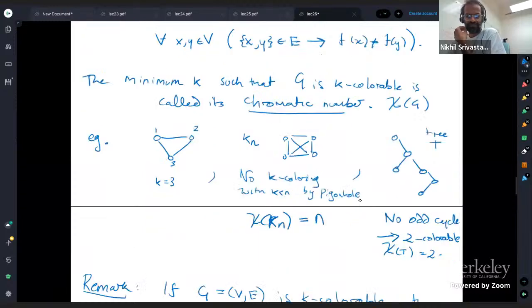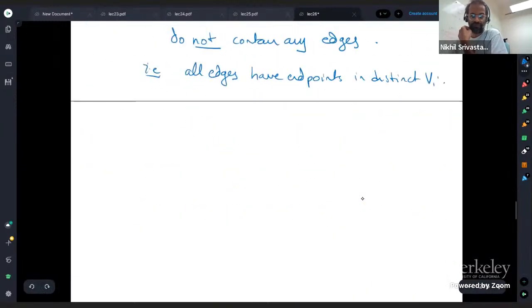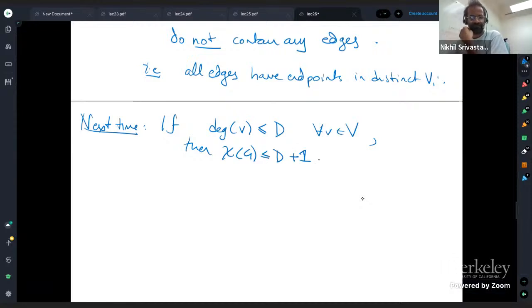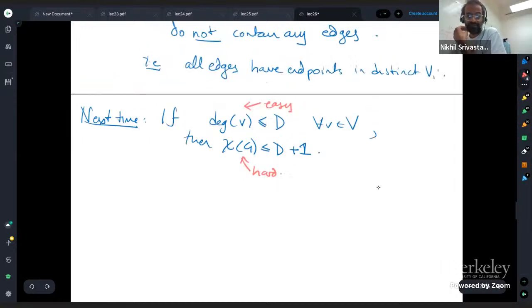The theorem that we're going to prove next time is another local to global theorem, saying that if all the degrees in a graph are at most some number d, then the chromatic number of the graph is bounded by the maximum degree plus 1. So a bound on the degrees gives you a bound on the chromatic number. It's again a local to global kind of theorem, because this is easy to check and this is maybe hard. And that's the last theorem we're going to prove in graph theory.